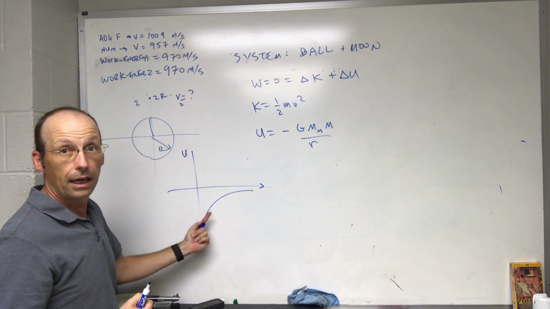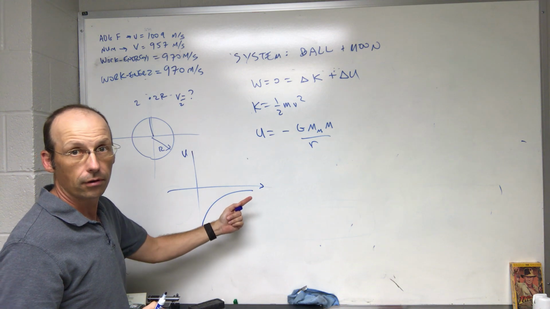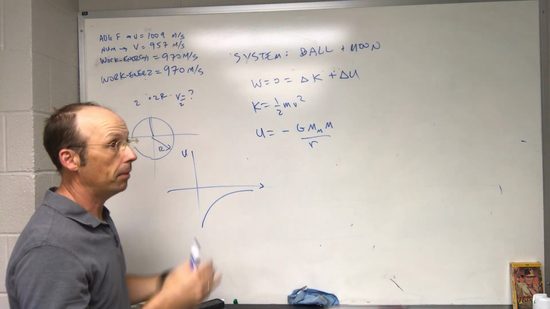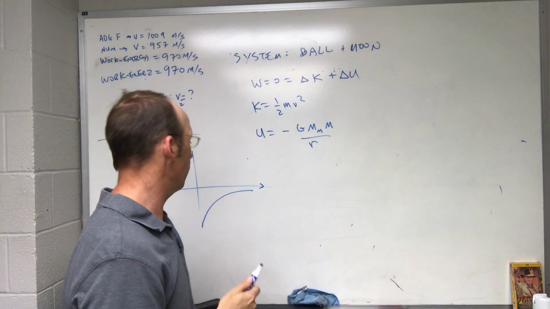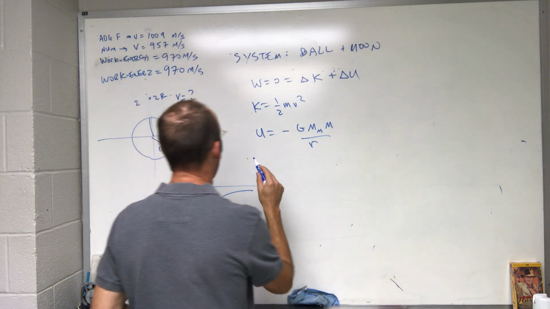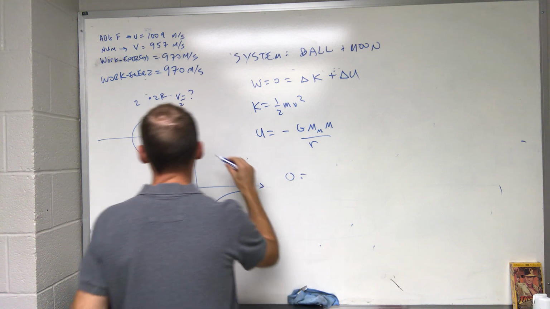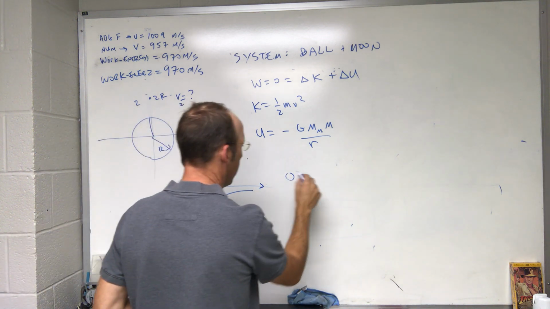So this is both increasing and getting closer to 0. So that's my potential. But it's the change in potential energy that's important. Okay, let's put this all together and do the problem. So now I have 0. So I have 2 points. I have point 1 and point 2.